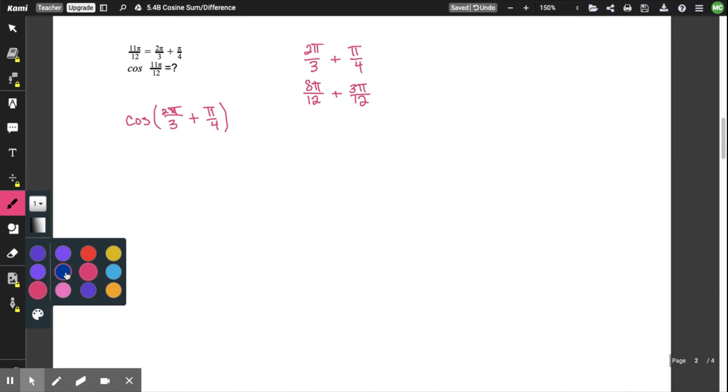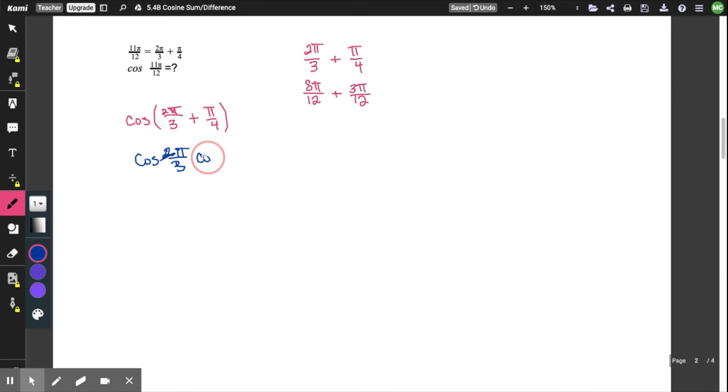So that's going to be cosine of the first angle, so cosine 2 pi over 3, times cosine of the second angle, so cosine pi over 4. And then it's minus sine of the first angle and sine of the second angle.